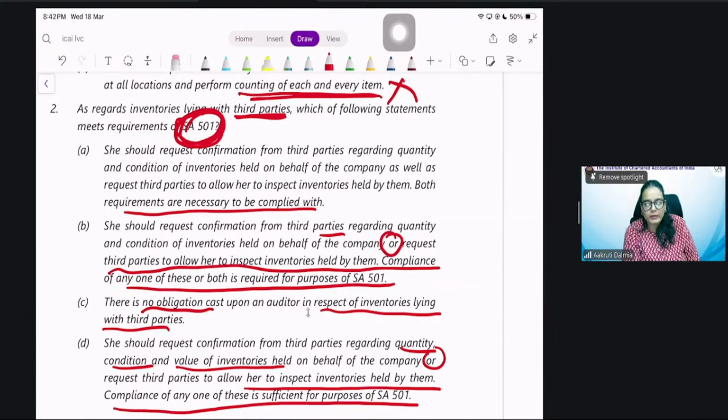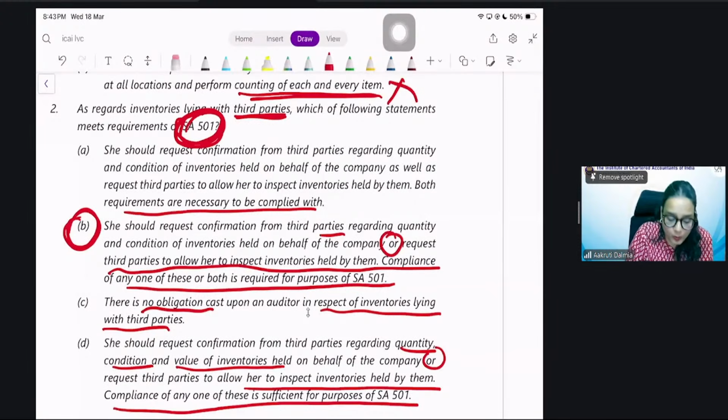B, D. Okay. What else? B, Ankita is saying. Anil is saying D. Kashish is saying B. B. Correct answer is B.